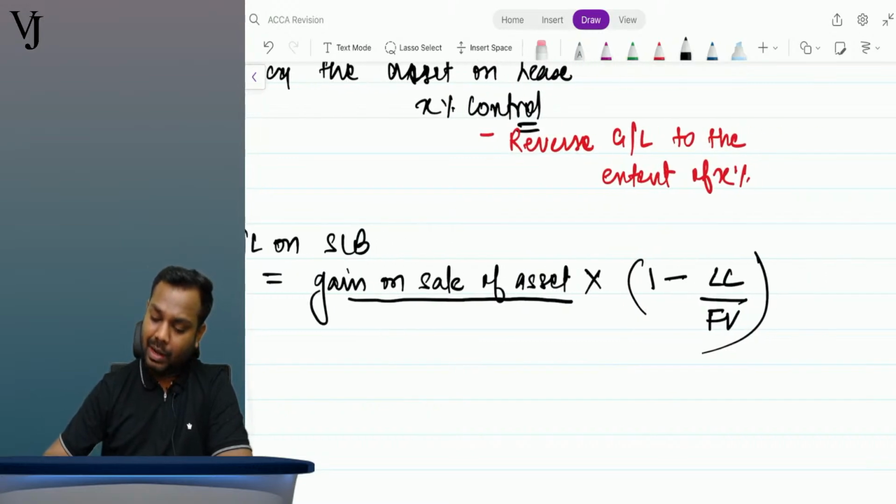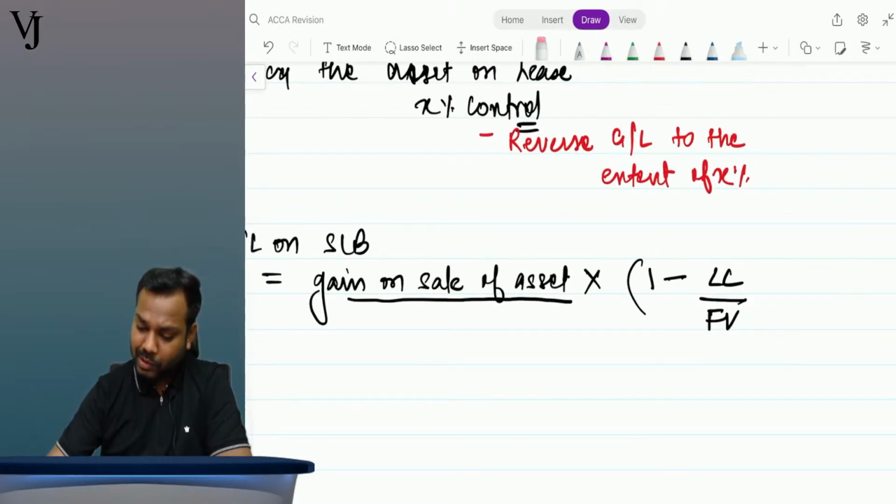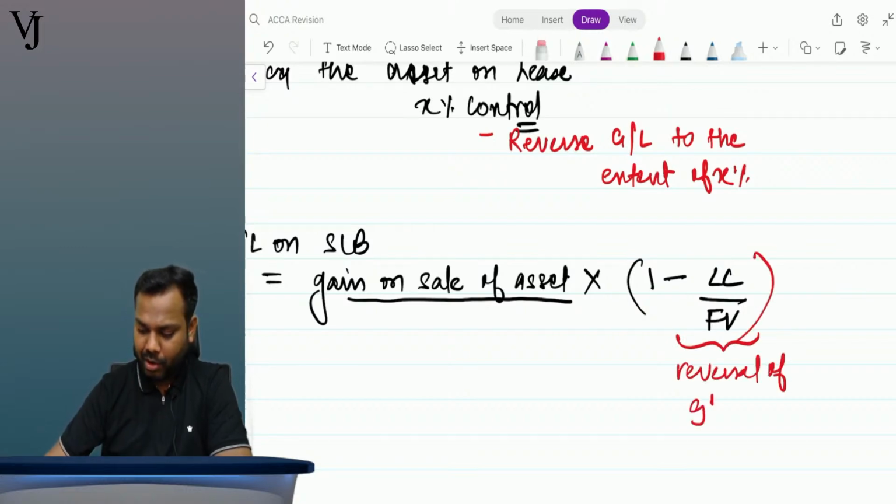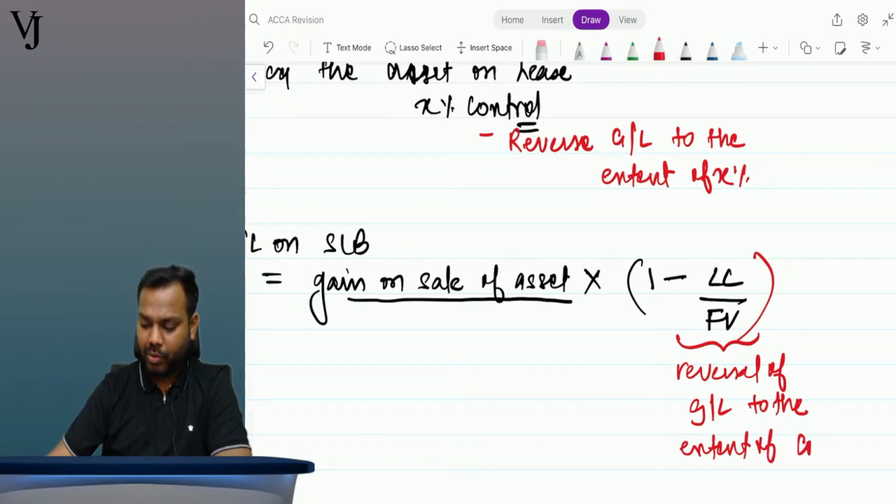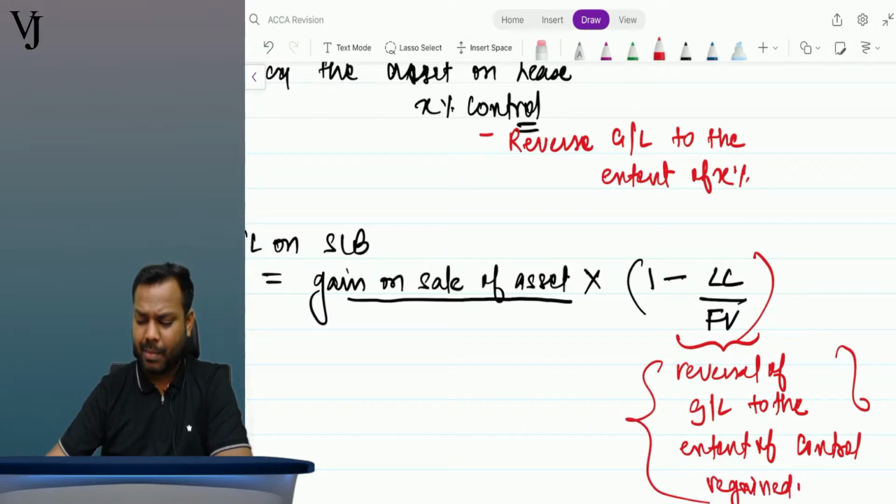on sale of the asset, and this portion ensures reversal of gain or loss to the extent of control regained. Now tell me why I am doing this adjustment.